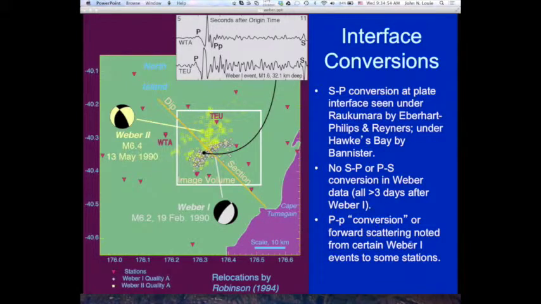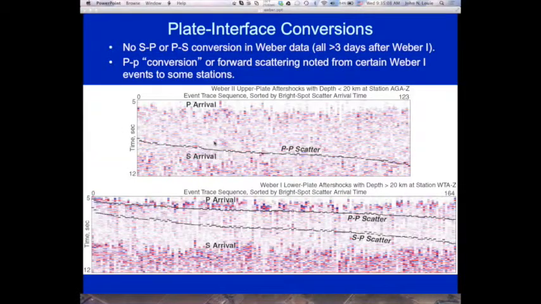P to P conversion, or forward scattering. I have noticed, and here's an example from certain Weber 1 events to some stations, if they pass through this spot here at the plate interface on the map. Here's an attempt to look for the P2P scattering. We've got the traces from a particular station, this one is called AGA. Here's that station WTA again. I'm looking at the vertical component of recording, and I've normalized each trace.